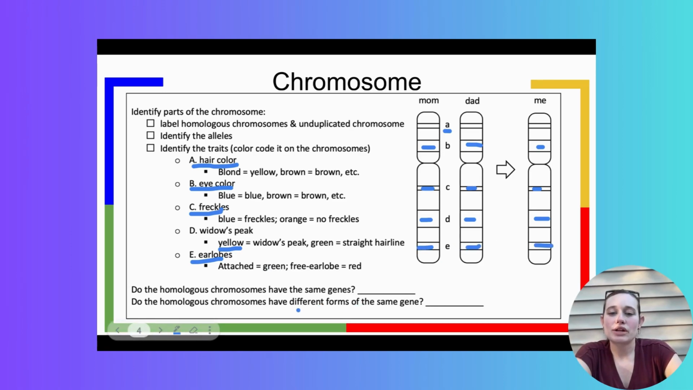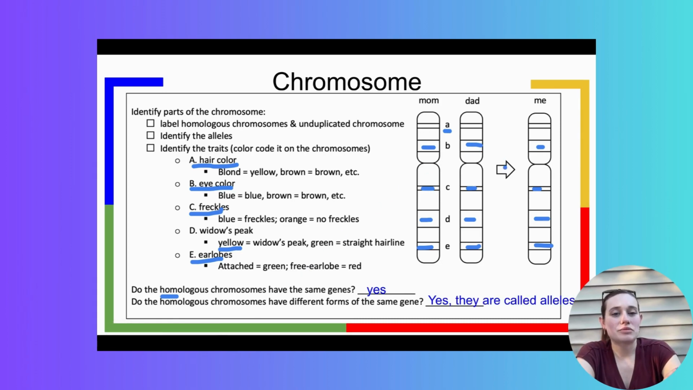All right, so this is going to bring us to our last two questions here. Do homologous chromosomes have the same gene? So right here, these two chromosomes are exactly the same, so we call these homologous. Homo means same, so homologous chromosomes are the same type of chromosomes. They do actually have the same genes, but then the next question says, do the homologous chromosomes have different forms of the same genes? Yes.